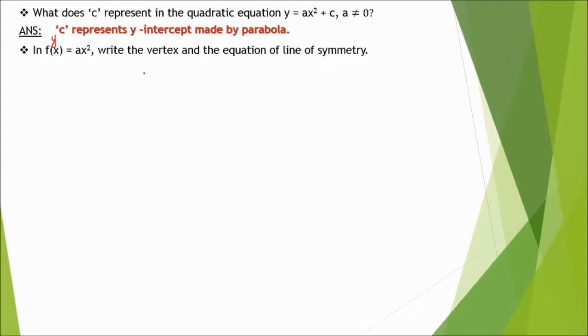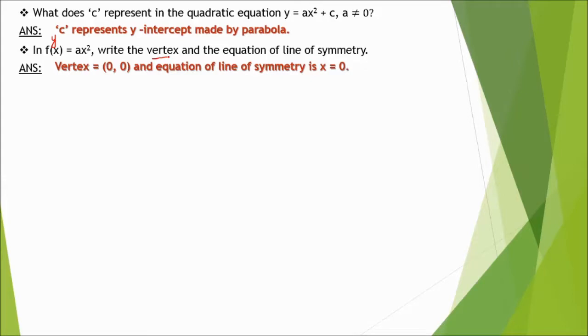Write the vertex and equation of line of symmetry. Vertex is (0, 0), isn't it? Vertex is (0, 0), and the equation of line of symmetry is x equal to 0 because the vertex lies on the y-axis. That means x equal to 0 is the equation of line of symmetry.